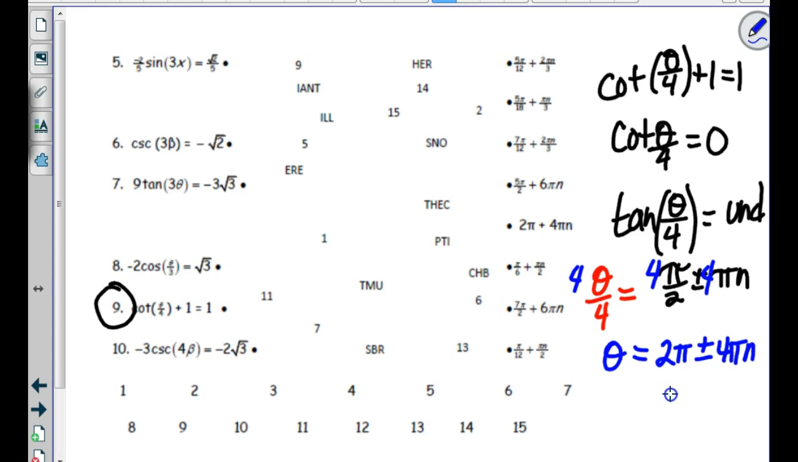Does there happen to be one like that? Oh, there is. Makes me happy. Look right here: 2 pi plus or minus 4 pi n, right? And I drew a really fat line so you can't see through it, but you have it on your paper, hopefully.